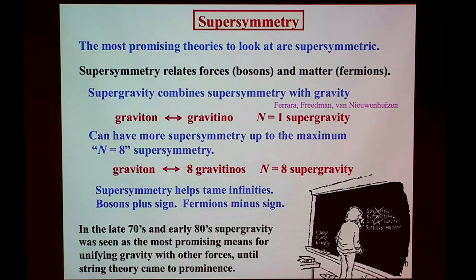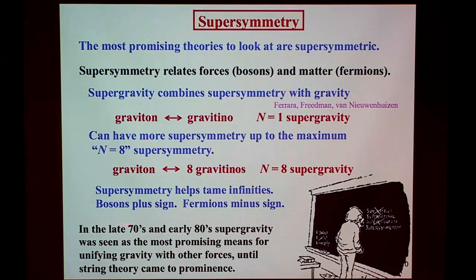This theory has 256 particles. It's quite a complicated theory in some sense, but the particles all are related to each other through the supersymmetry. And this is the maximum you can have and still have a gravity theory. And the reason why people like supersymmetry a lot and studied it in great detail in the 70s and 80s was because it helps tame the infinities.